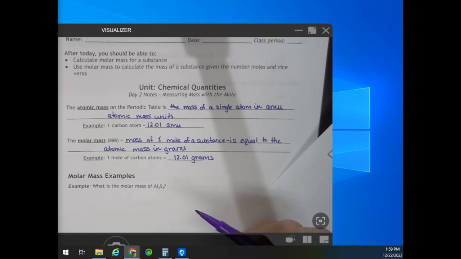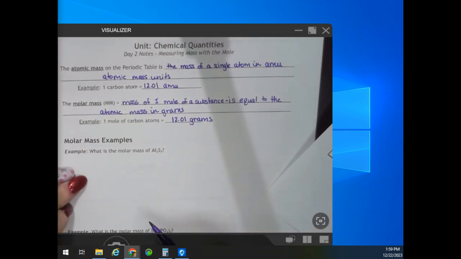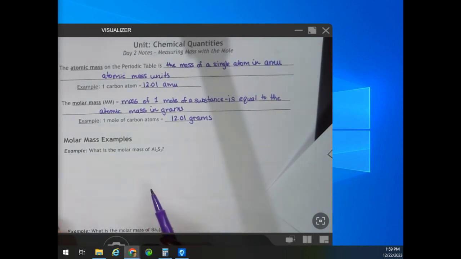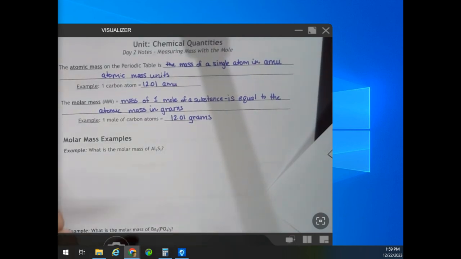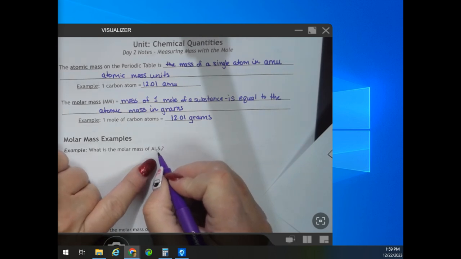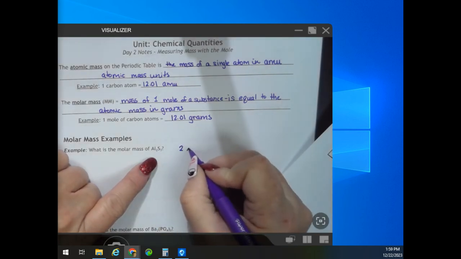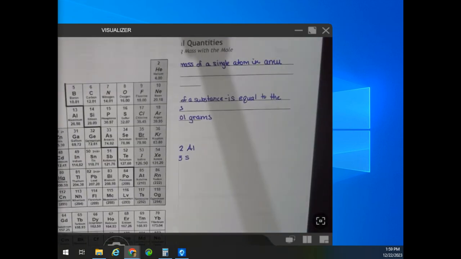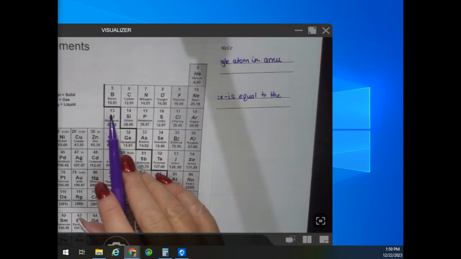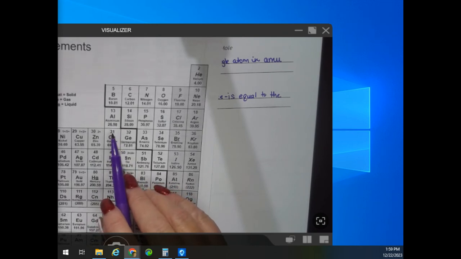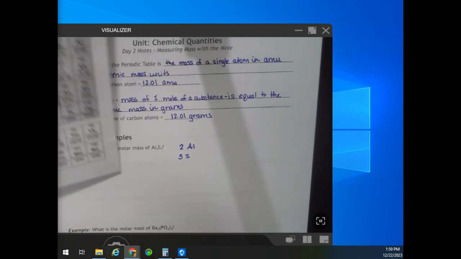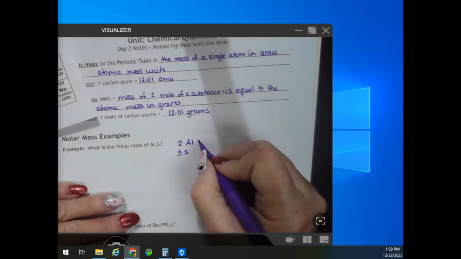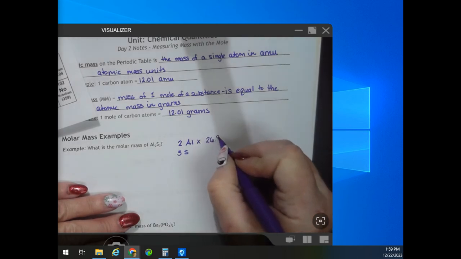All right, so some examples. This first one is, what is the molar mass of aluminum sulfide? So we have to count our atoms, and we should be good at that by now. This formula tells me I have 2 aluminums and 3 sulfurs. So I'm going to look at my periodic table. Aluminum has a mass of 26.98. I do want you to use this periodic table because that way our numbers will be consistent.